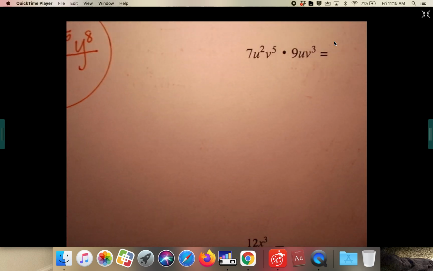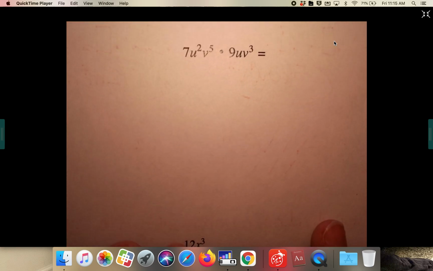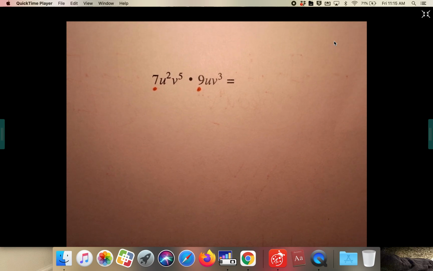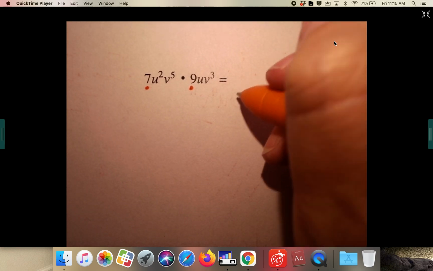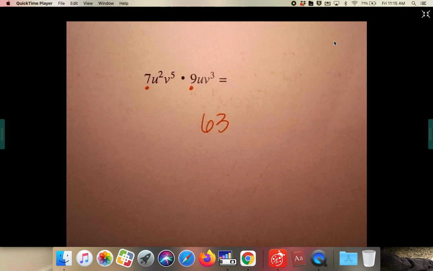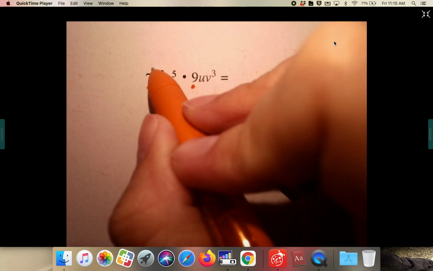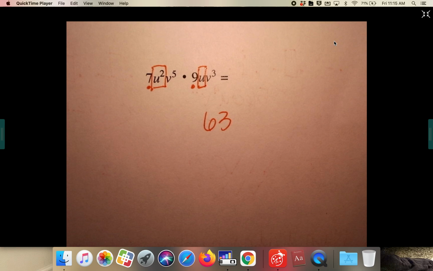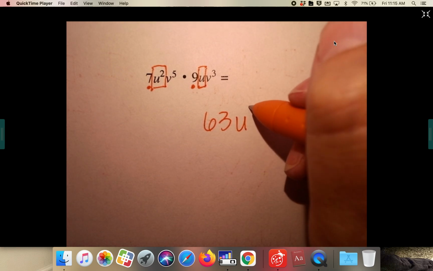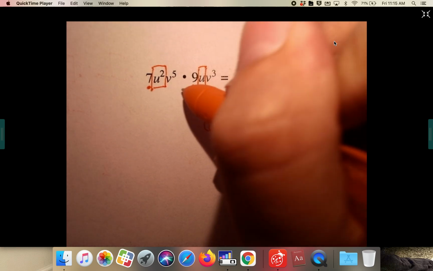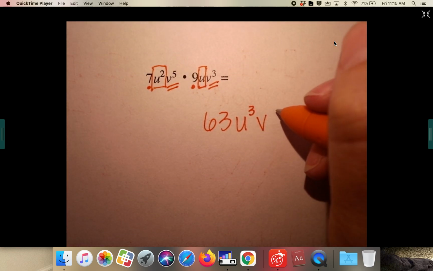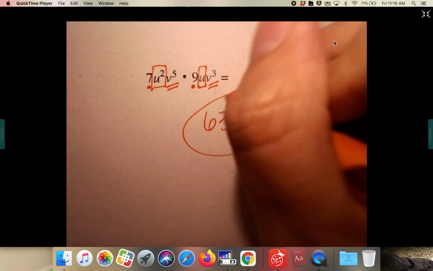Okay, the next one. These bases are not the same, so you can go ahead and multiply them to get rid of them. 7 times 9 I think is 63. You might want to check your calculator. U squared can get added with this one u that's hidden invisible, so that would be u to the 3rd. And then the v's, there's 5 there and 3 more there, so that would be v to the 8th.